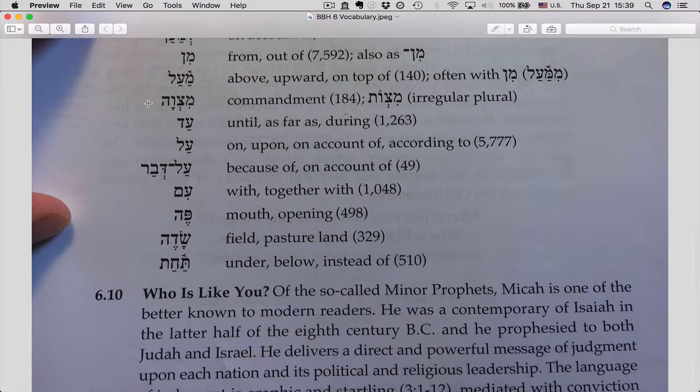Next word, mitzvah, bar mitzvah, bat mitzvah. Mitzvah means a commandment, and the plural is not really irregular, but it looks a little irregular. Mitzvot. So we take a endings and they become ot endings. Mitzvah, one mitzvah, 7 mitzvot.